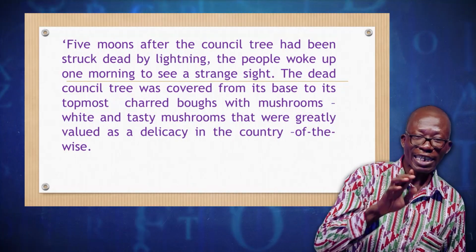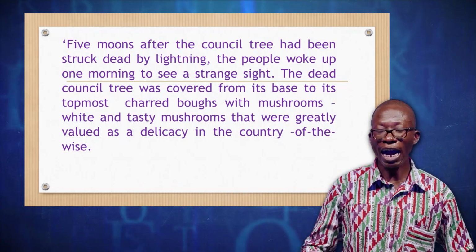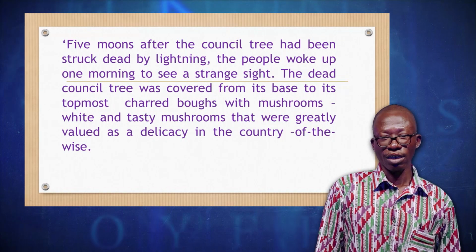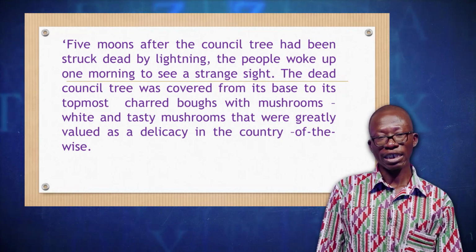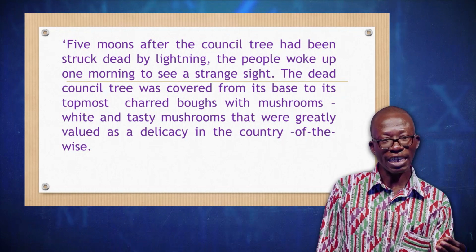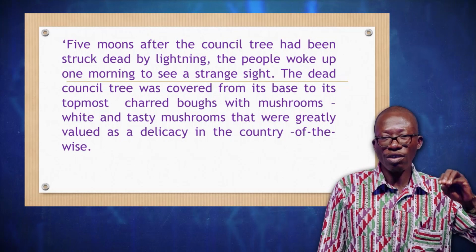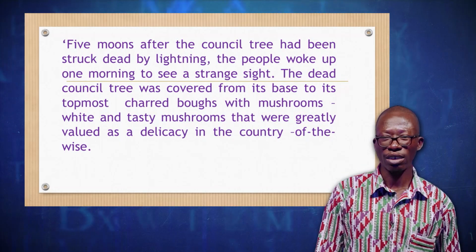So the use of "and" there is not used as a coordinator at all. Good. So the next clause: white and tasty mushrooms. The subject there is mushrooms. What mushrooms? White and tasty mushrooms that were greatly valued as a delicacy in the country of the wise.